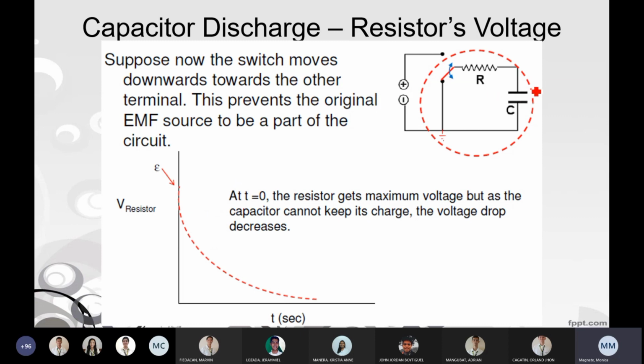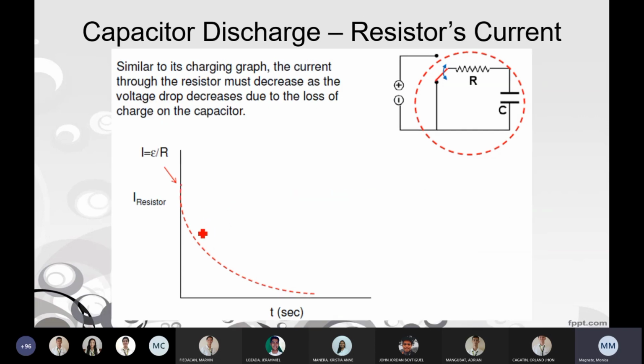So, yung charge ng ating capacitor, masusupply niya si resistor at max. Tapos, as time passes by ulit, syempre, magdi-decrease yung ating voltage drop kay resistor.